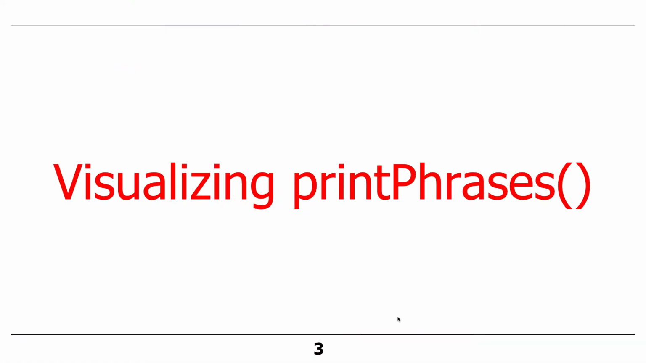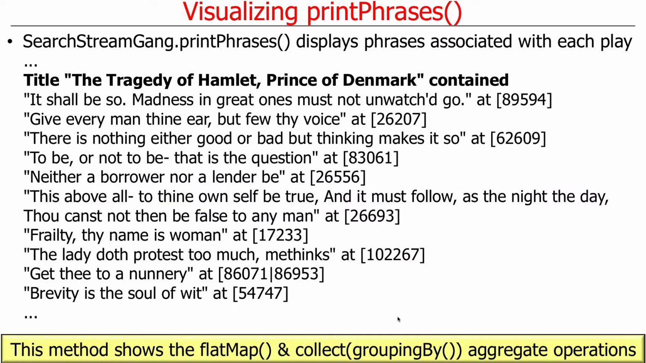OK, so let's talk about how to visualize the code we're about to look at. Here's basically what the program does. So assuming you've got all the works of Shakespeare and you've got a long list of famous phrases that he may have said or not, you want to go find where those famous phrases appeared in the works of Shakespeare. So this is a little snippet of the output.